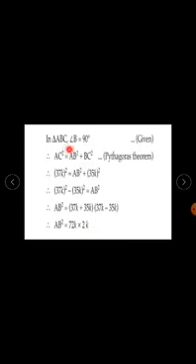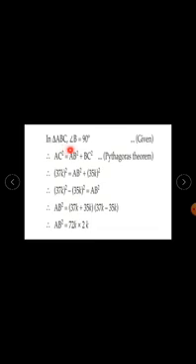So in triangle ABC, angle B equal to 90 degree. So use Pythagoras theorem. This is your right angle triangle. So hypotenuse square equal to side 1 square plus side 2 square. So AC square equal to AB square plus BC square by Pythagoras theorem.